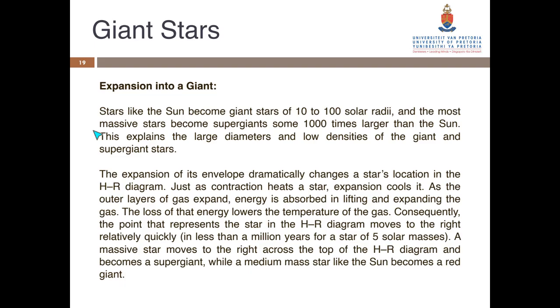The expansion of its envelope dramatically changes a star's location on the HR diagram. Just as contraction heats a star, expansion cools it. As the outer layers of gas expand, energy is absorbed in lifting and expanding the gas. The loss of that energy lowers the temperature of the gas. Consequently, the point that represents the star in the HR diagram moves to the right relatively quickly, in less than 1,000,000 years for a star of 5 solar masses. A massive star moves to the right across the top of the HR diagram and becomes a supergiant, while a medium mass star like the Sun becomes a red giant.